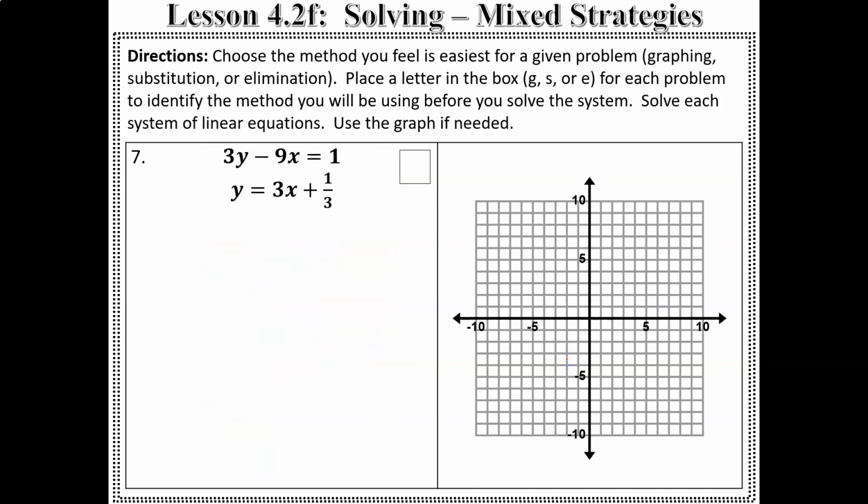Number 7. I don't think I want to try to find a y-intercept of 1/3, even though y is by itself in the second one. You know what? If we multiply this by 3 to eliminate, we won't have any fractions left because 1/3 times 3 is 1. So let's do that. Let's rewrite the top one. We're trying to eliminate the x's.